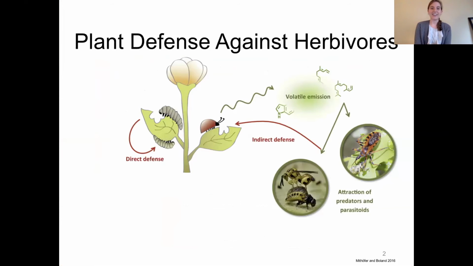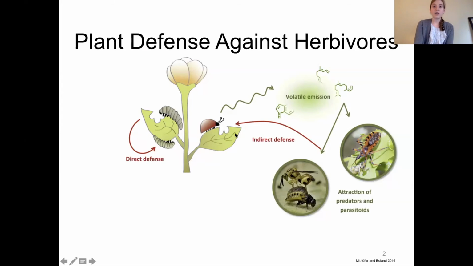And so today I want to talk with you all about how plants defend themselves specifically against insect herbivores. As insect ecologists, we typically break down plant defense against herbivores into two broad categories. The first is direct defense against herbivores. This is when the plant is producing a toxin or a physical structure, such as a trichome or thorns, that directly deters herbivore feeding on that particular plant.